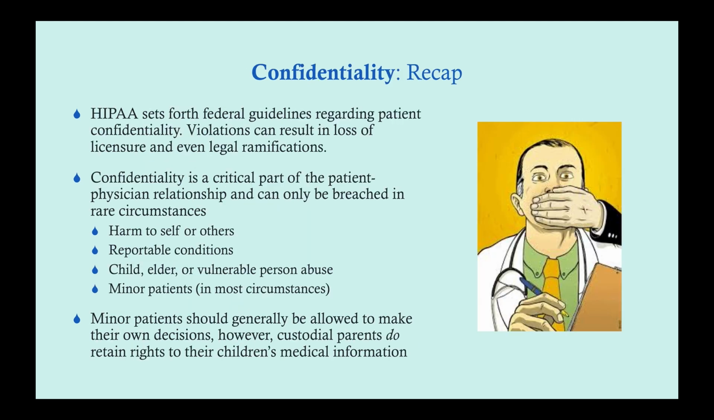So to recap, HIPAA sets forth federal guidelines regarding patient confidentiality. Violations can result in loss of licensure and even legal ramifications. Confidentiality is a critical part of the patient-physician relationship and can only be breached, quote unquote, in rare circumstances. That includes harm to self or others, reportable conditions, child, elder, or vulnerable person abuse, minor patients in most circumstances. And then minor patients should generally be allowed to make their own decisions. However, custodial parents do retain rights to their children's medical information, even if that child made the decision themselves.